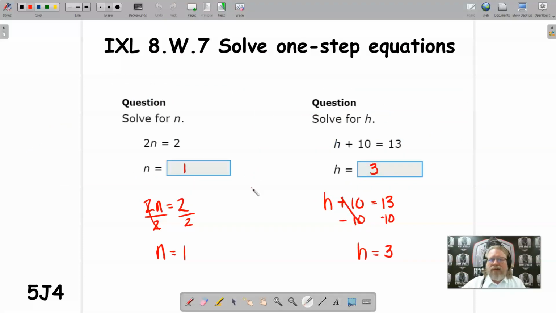Remember, just use those inverse operations to undo whatever the relationship is that the values have with the variables. Good luck in your activity.